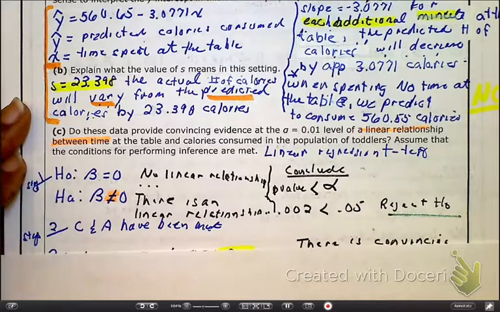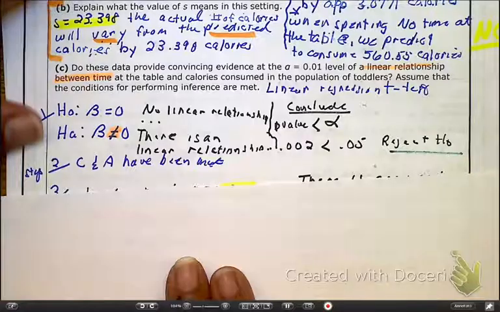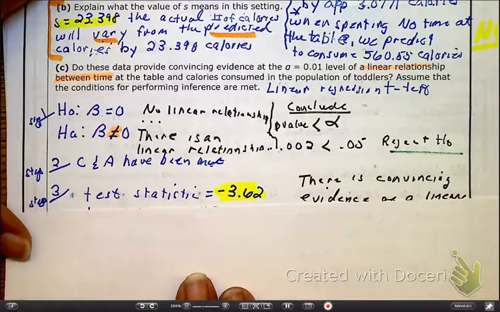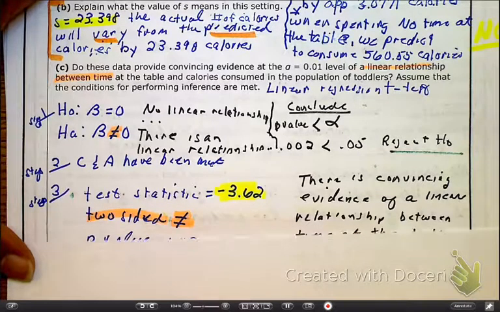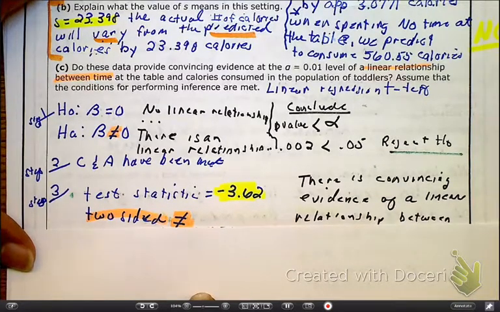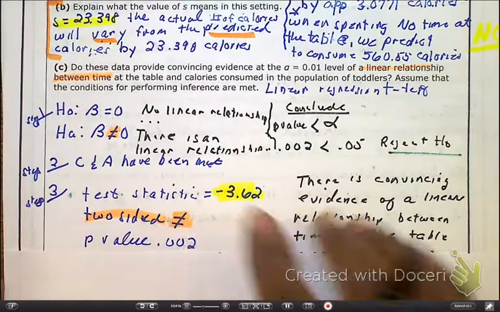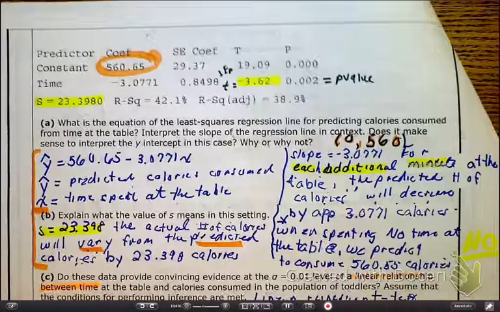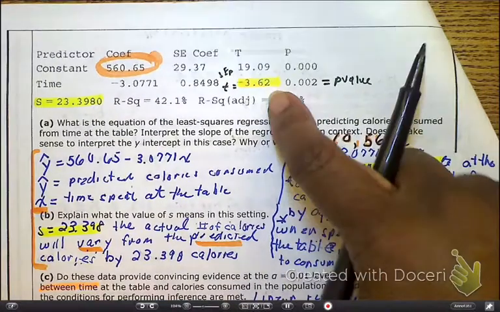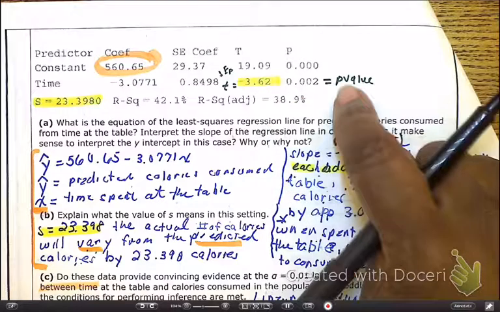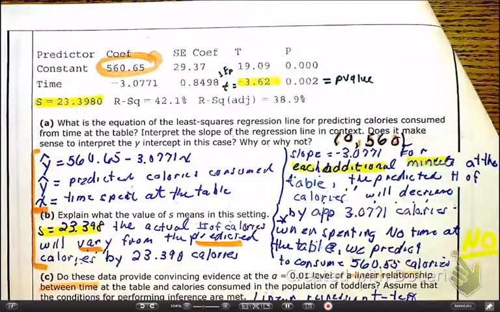They were nice enough to give us our conditions and assumptions that have already been met. They're nice enough to give us our test statistic. Yes, we know it's two-sided because it said not equal to, and our p-value. Let's remind ourselves of where those two values are. On our table, here is your test statistic, so no calculations necessary, and here is our p-value.